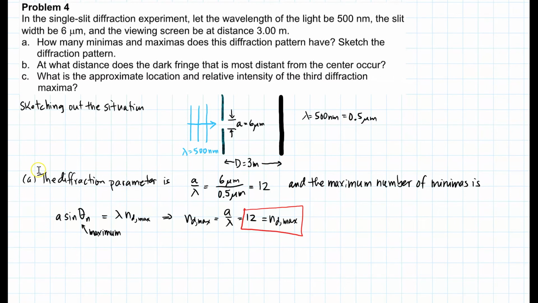A. To understand what the diffraction pattern looks like, we have to calculate the diffraction parameter. And this is a over lambda, which is 6 microns divided by 0.5, which gives me 12. And therefore, the maximum number of minimas is given by the path difference equation, but for the maximum, sine of theta is 1, so then the maximum number ND is the diffraction parameter, which is 12. That means that there are exactly 12 minimas.